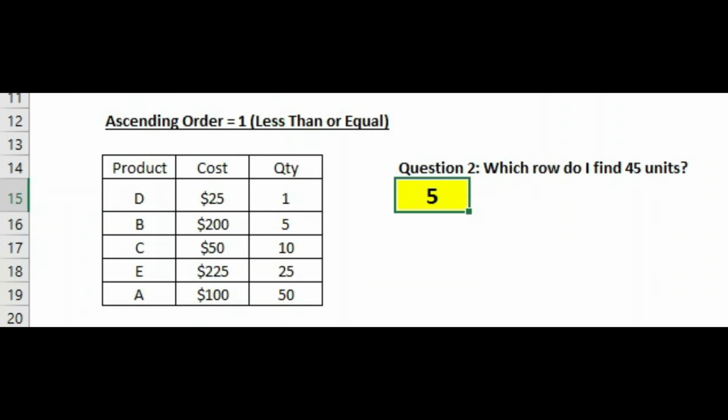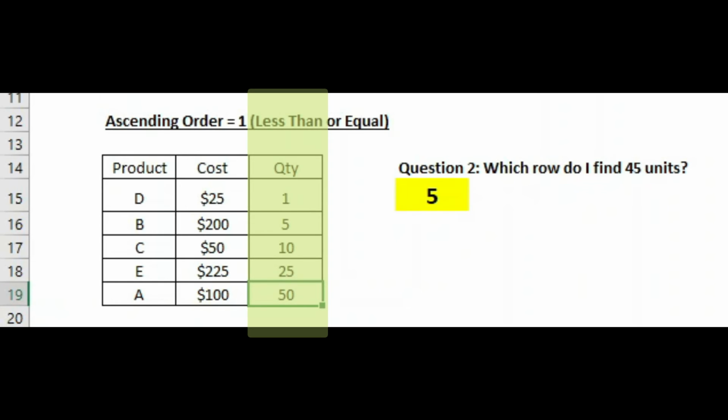So what this is telling us is that we are going to find the answer to our 45 units location in position 5. Position 1 again is the quantity column header. Position 2 is the number 1. Position 3 is the number 5. Position 4 is the number 10. And position 5 is 25. So if we look in position 6, we see the number 50.